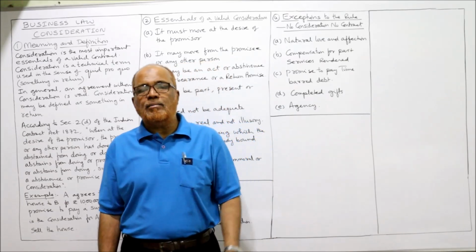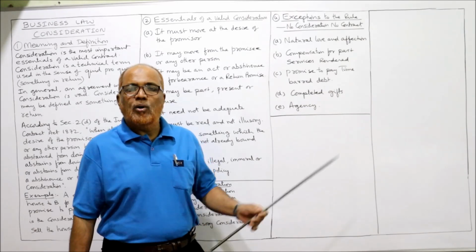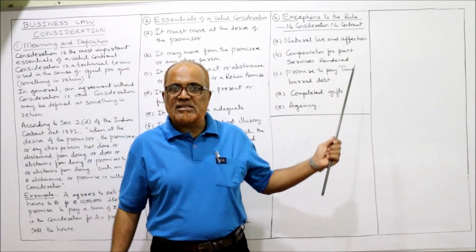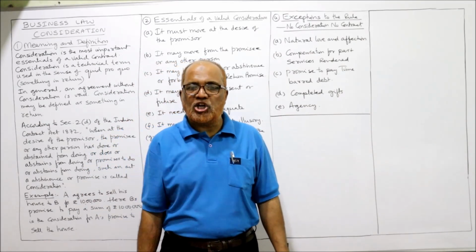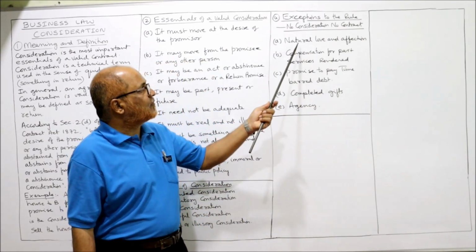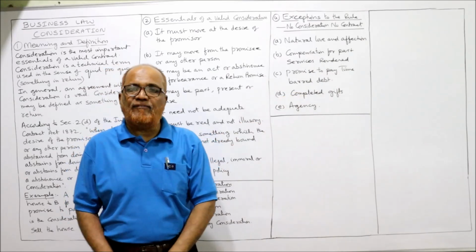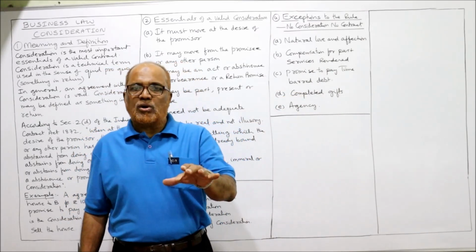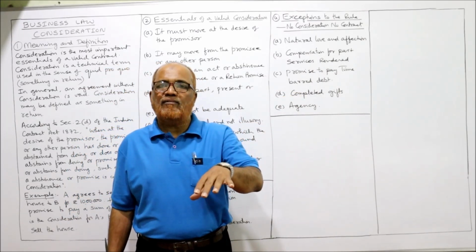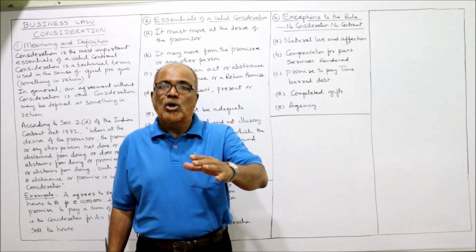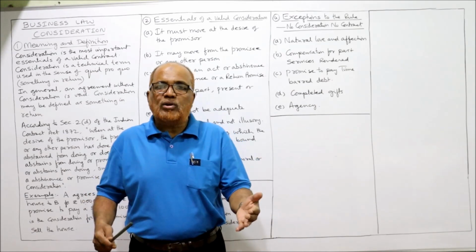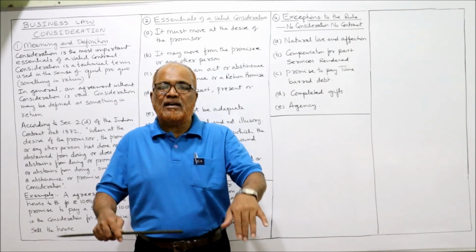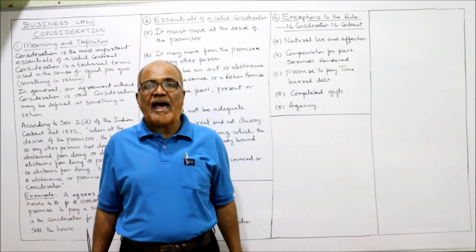But there are some exceptions to this rule. What are the exceptions? In examination, you may be asked this question: exceptions to the general rule, no consideration, no contract. First one, natural love and affection. Suppose, on account of natural love and affection between parties who are in close relationship, they enter into a contract even without consideration, the contract will be valid.